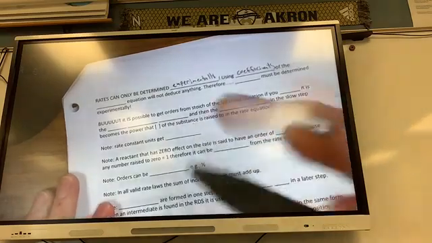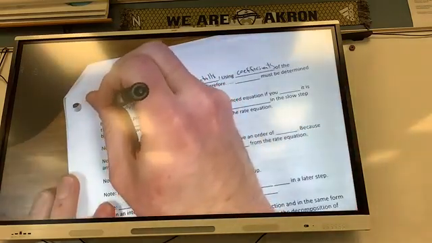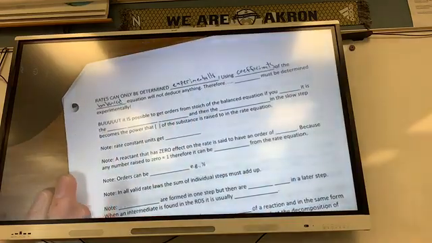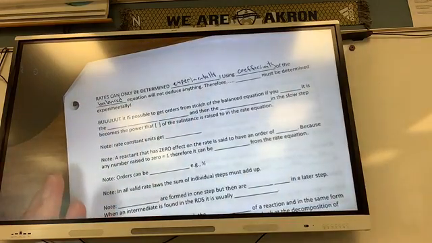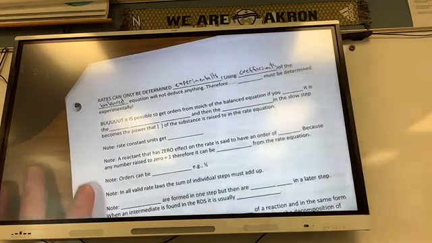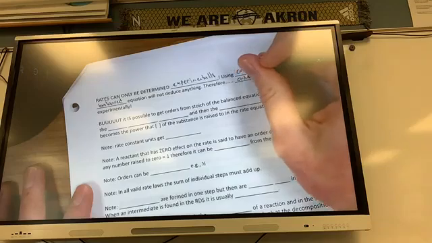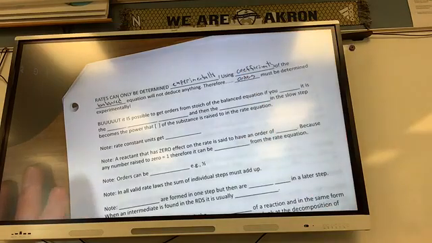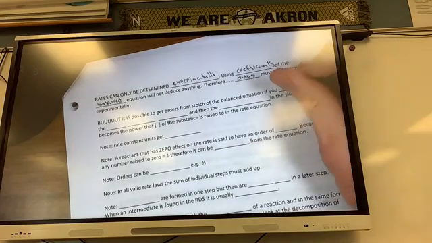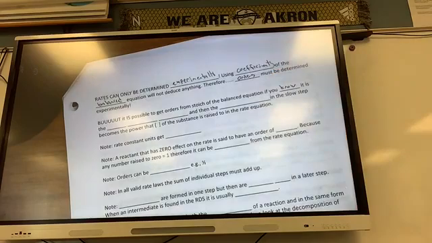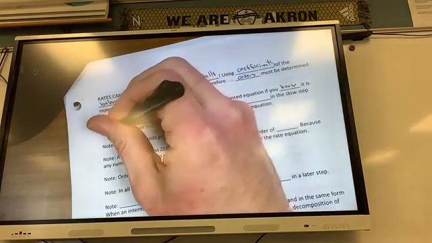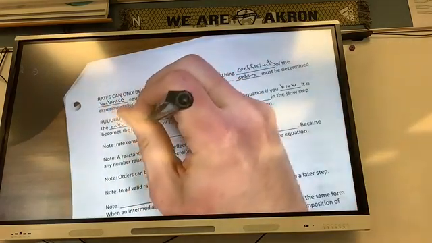Using coefficients of the balanced equation will not deduce anything. So you can't just look at the coefficients and then assume it's some rate. Therefore, orders must be determined experimentally. But, there's the but. All right, there's always a but. It is possible to get orders from the stoich of the balanced equation if you know what? If you know it is the rate determining step.